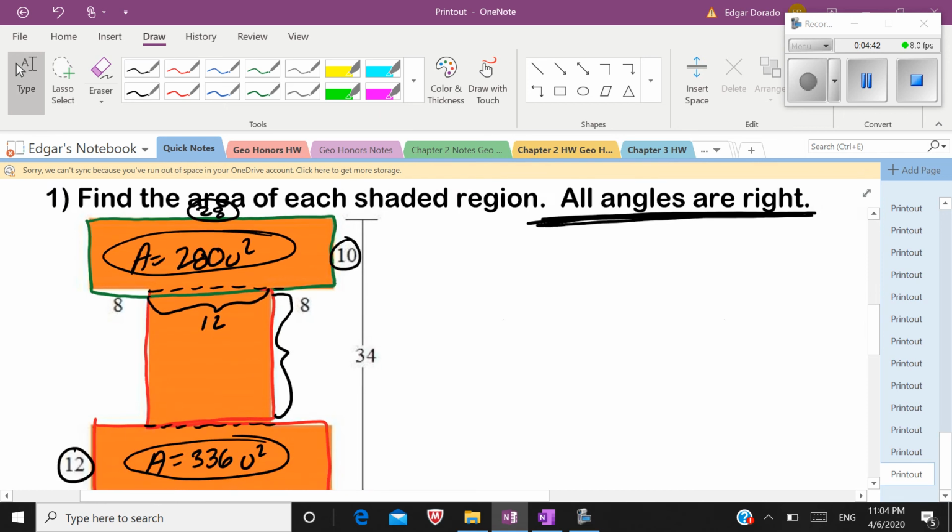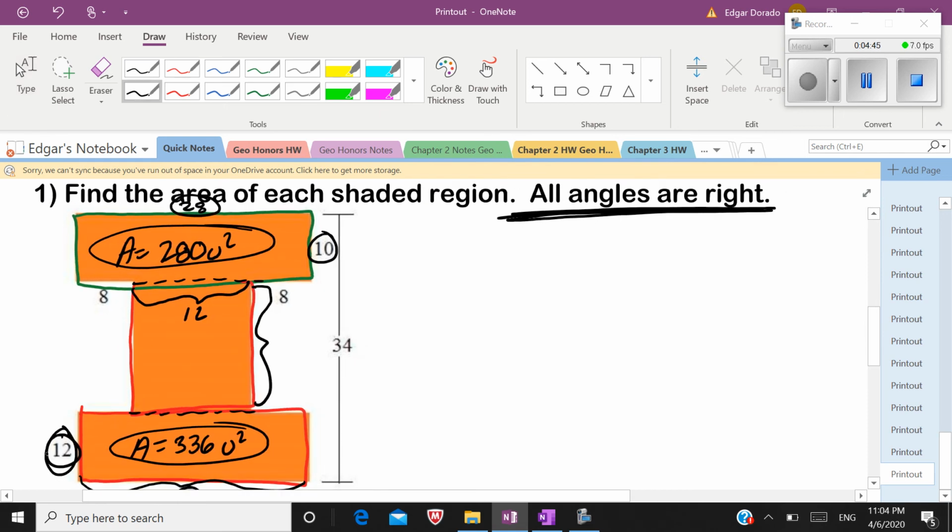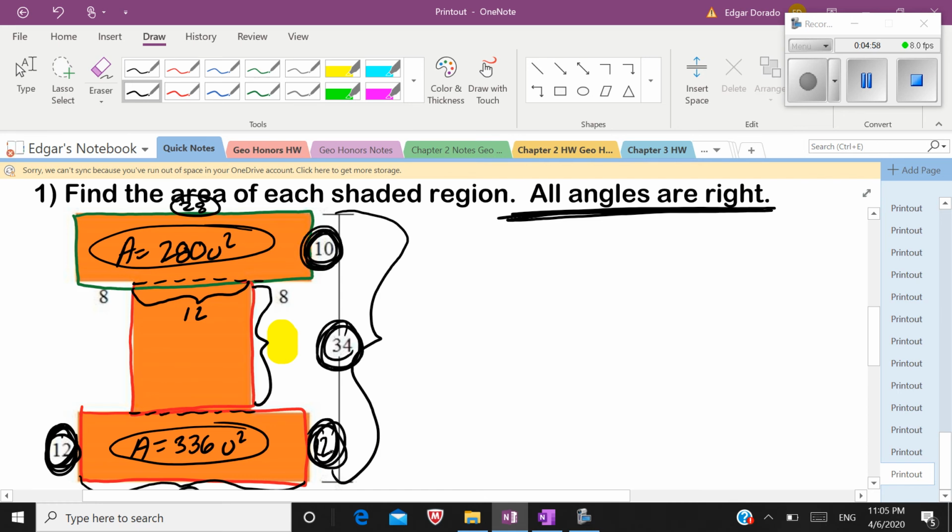All right. Very similarly over here, remember, guys, this was 12, so this is 12. So if I want to know how much this measures right here, all I have to do is 34 minus 10 minus 12. So let's do that. 34 minus 12 minus 10 gives me 12. So we actually have everything we need. We have a base, we have a height, so that's 144 units squared.